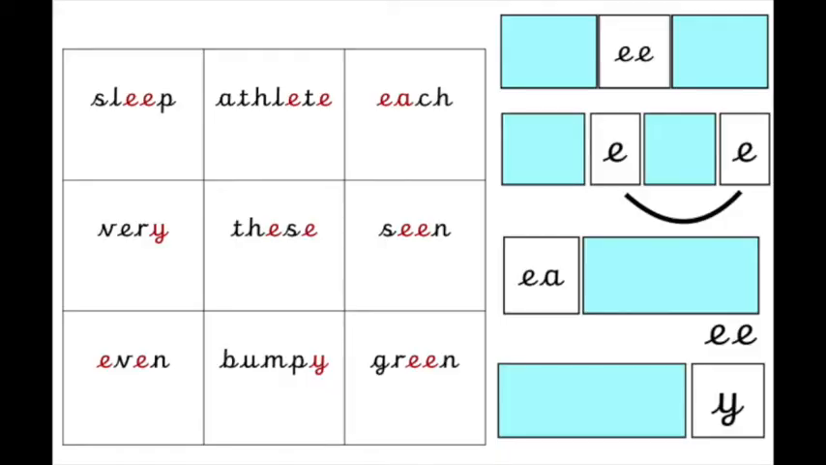Step number 2. Revisit each of the spelling rules. Can the children find a word on the grid which follows a particular spelling rule? For example, can you find and read a word with the E split digraph? Or why is Y used to make the E sound in bumpy? And why is EA used rather than EE at the beginning of the word each?